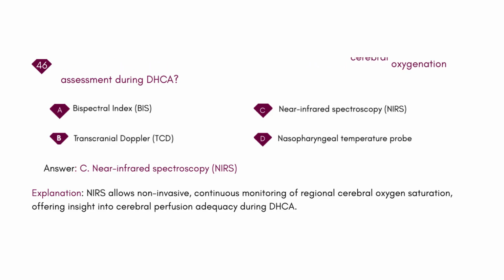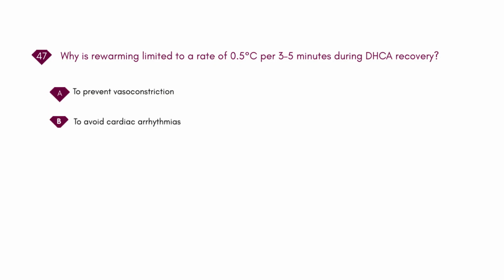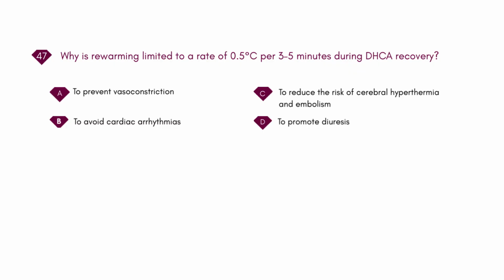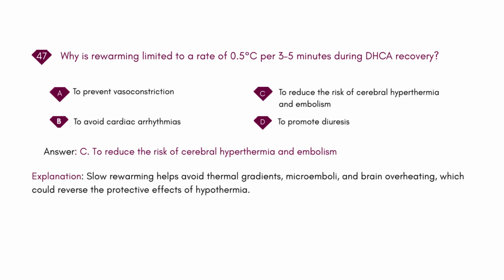Why is rewarming limited to a rate of 0.5 degrees Celsius per 3 to 5 minutes during DHCA recovery? A. To prevent vasoconstriction. B. To avoid cardiac arrhythmias. C. To reduce the risk of cerebral hyperthermia and embolism. D. To promote diuresis. Answer: C. To reduce the risk of cerebral hyperthermia and embolism. Explanation: slow rewarming helps avoid thermal gradients, microemboli, and brain overheating, which could reverse the protective effects of hypothermia.